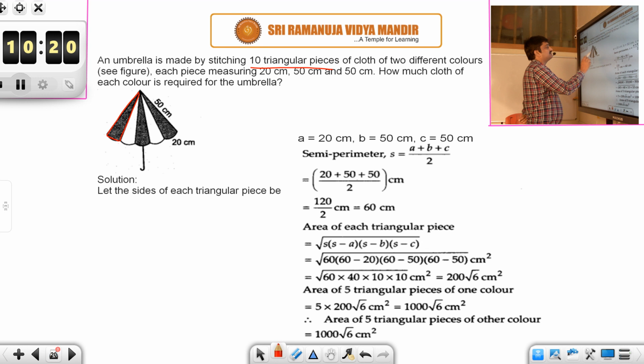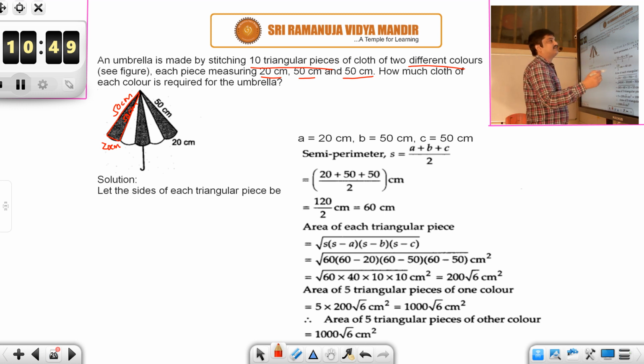Okay, and they are using alternate colors, two different colors. In this way they are folding with 10 triangular pieces. Now each piece measures 20 centimeters, 50 centimeters and 50 centimeters. So they have given the dimensions as well. They have given that this is 20 centimeters and these 50 centimeters. So you are being given an isosceles triangle.